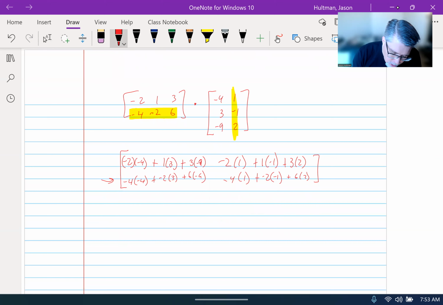Okay, so now let's just kind of clean this up. This is going to become plus 3 plus -27. This is 16 plus -6 plus -54. This is going to be -2 plus -1 plus 6. And this is -4 plus 2 plus 12.